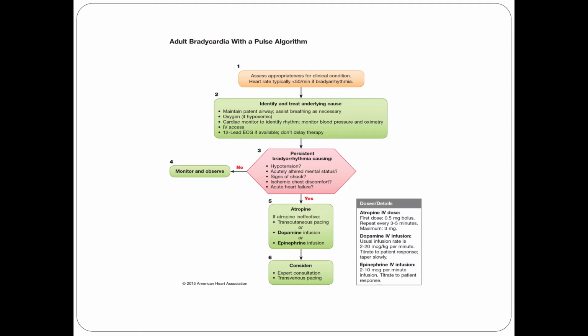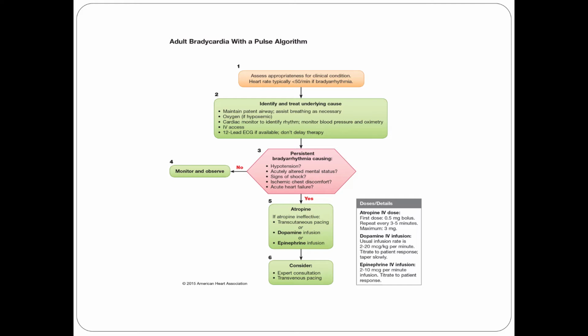So adult bradycardia with a pulse. Here's your algorithm. Assess the heart rate. Typically, less than 50 becomes more of a bradyarrhythmia as far as being symptomatic. Is it symptomatic or is it unstable? Look for the underlying causes. Take a 12 lead. Look at all that.